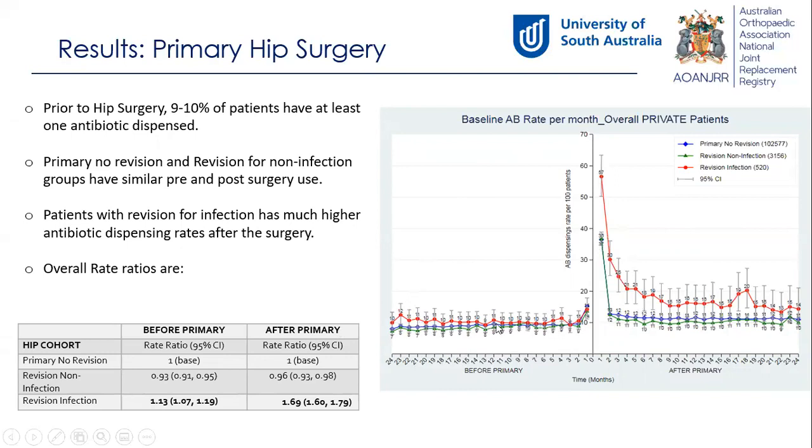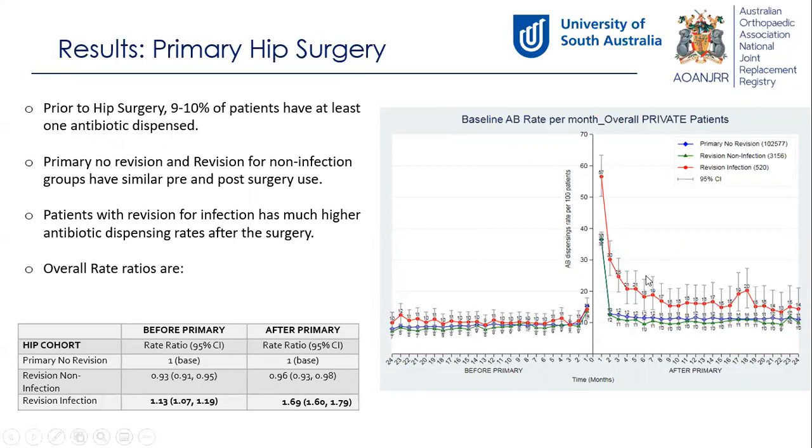And there are three groups. The blue group is a primary no revision, the green group is a primary revision for non-infection, and the red group is a revision for infection reasons. These are the monthly dispensing rates, which are pretty much similar before they have their primary hip surgery. So like 9 to 10% of patients have at least one antibiotic dispensed to them.